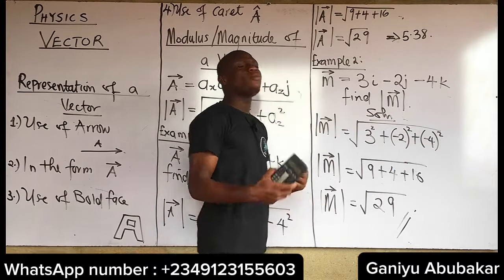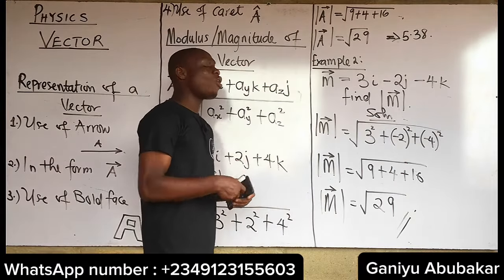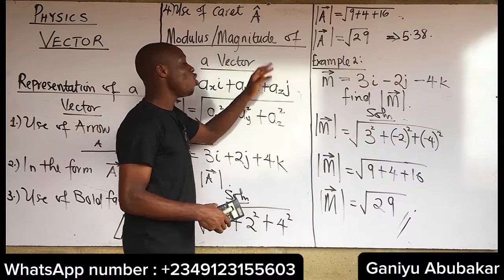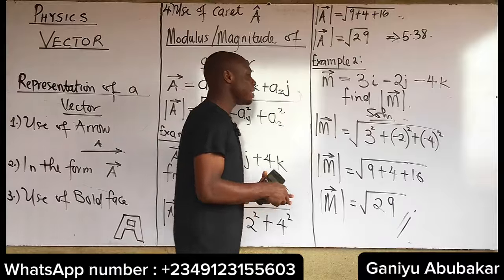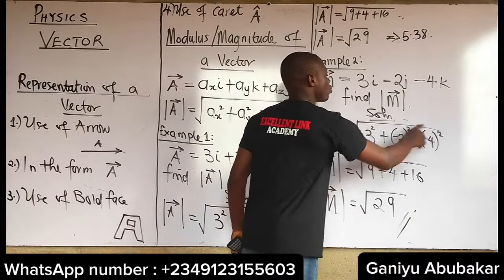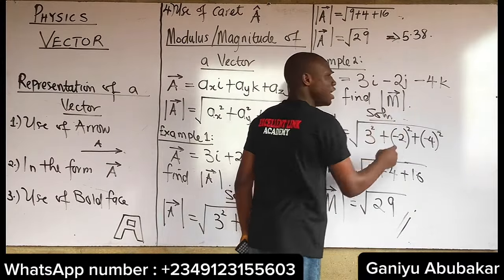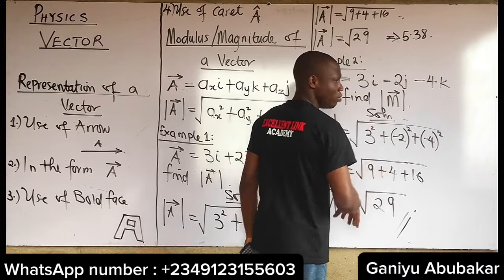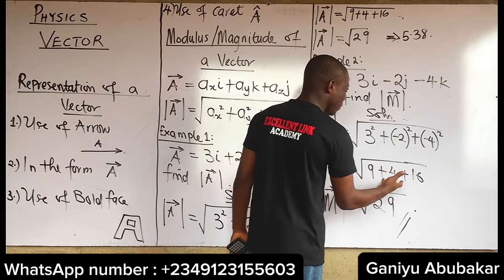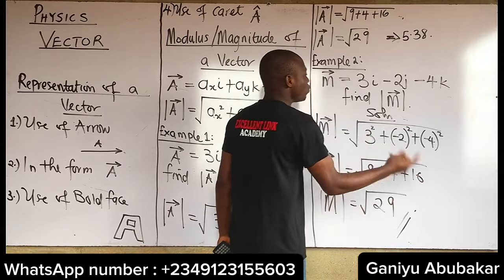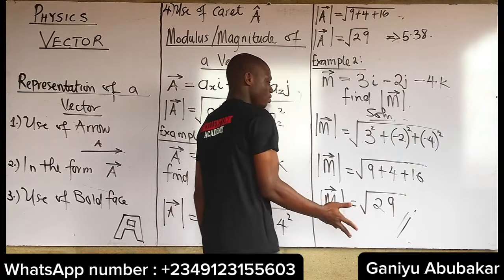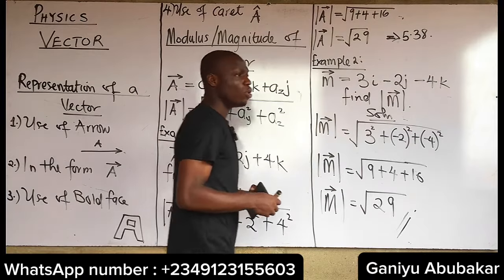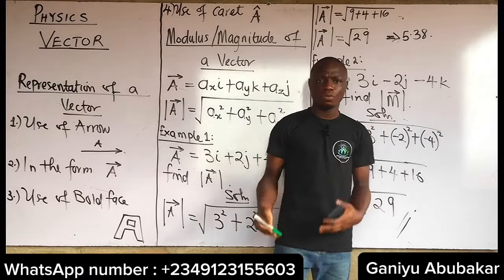I'll still have my square root of 29. Why? Because I'm looking for modulus, or perhaps magnitude. They are both the same, modulus or magnitude of a vector. It means that when it comes to taking the square root of each coefficient, irrespective of the sign, they'll end up adding up, as you can see, 9 plus 4 plus 16, irrespective of their sign. That's the concept behind modulus or magnitude of a vector.